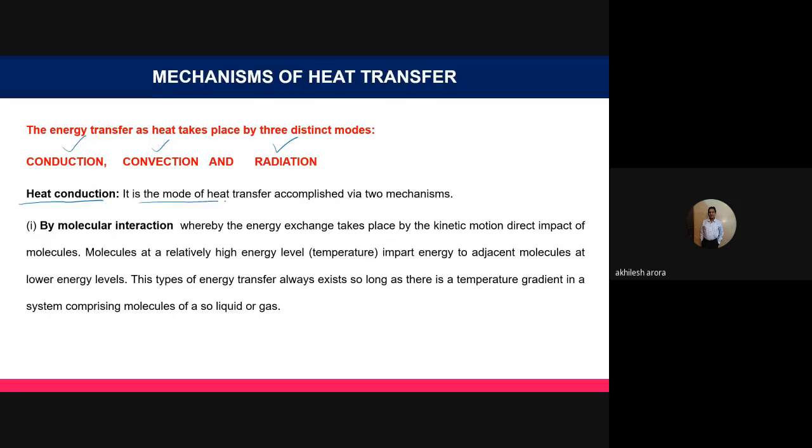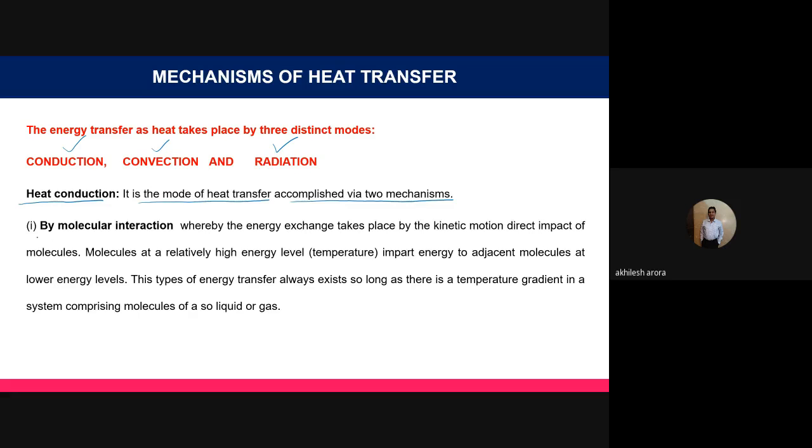It is the mode of heat transfer accompanied via two mechanisms. Now how does heat conduction take place? It is just because of the temperature difference. If there is some temperature gradient at one end with respect to the other end, the heat transfer takes place. But now we are talking about what the mechanisms of this heat transfer are.